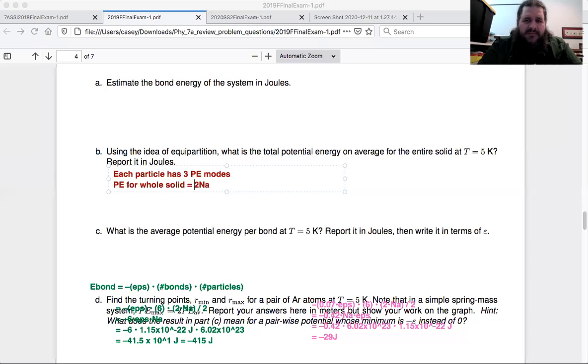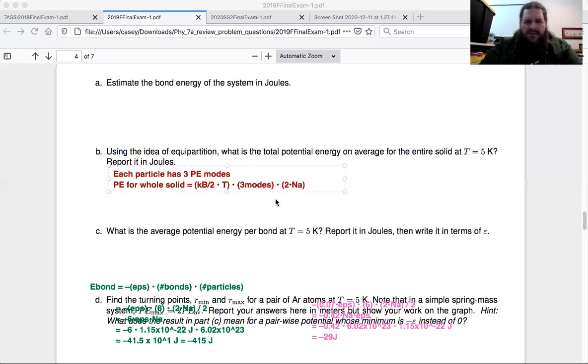Would we use the 1/2 kBT per mode for this one? Yeah, because that's the energy in one mode. So 1/2 kB times temperature, that's the energy in one mode, times 3 modes per particle, and then times NA times 2, because that's the number of particles. So that'll tell us the energy in all those potential energy modes.